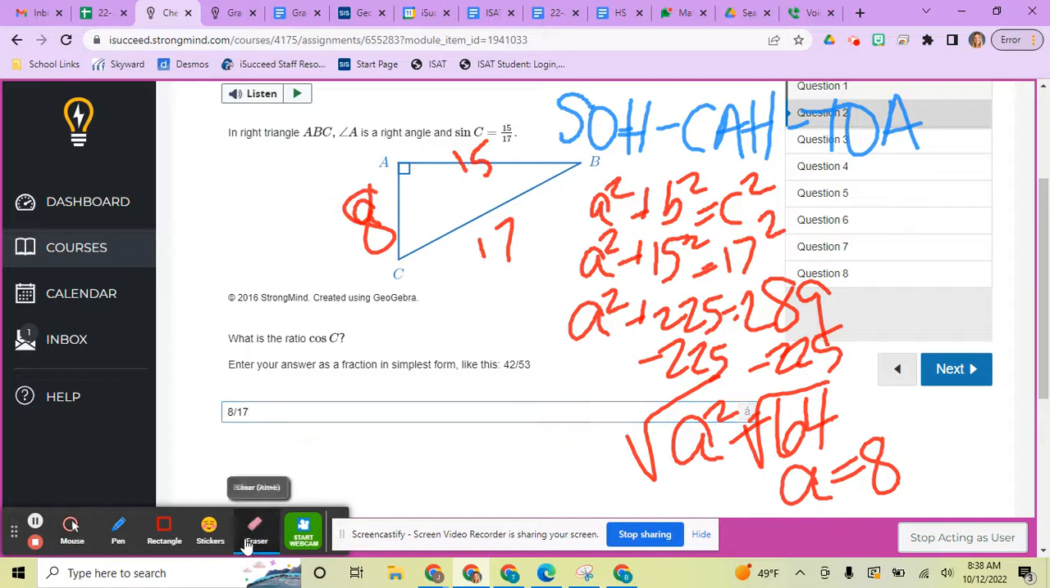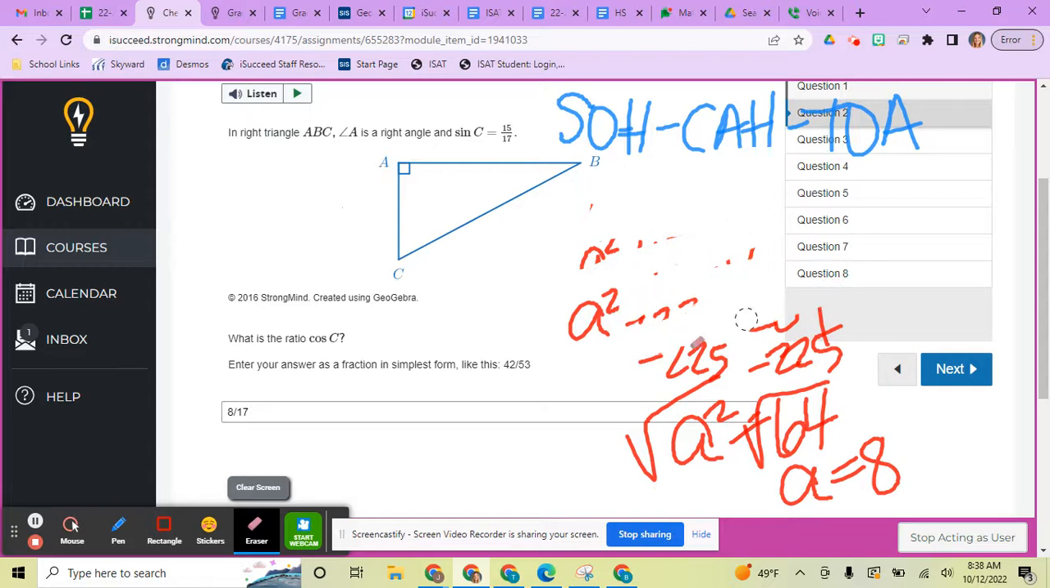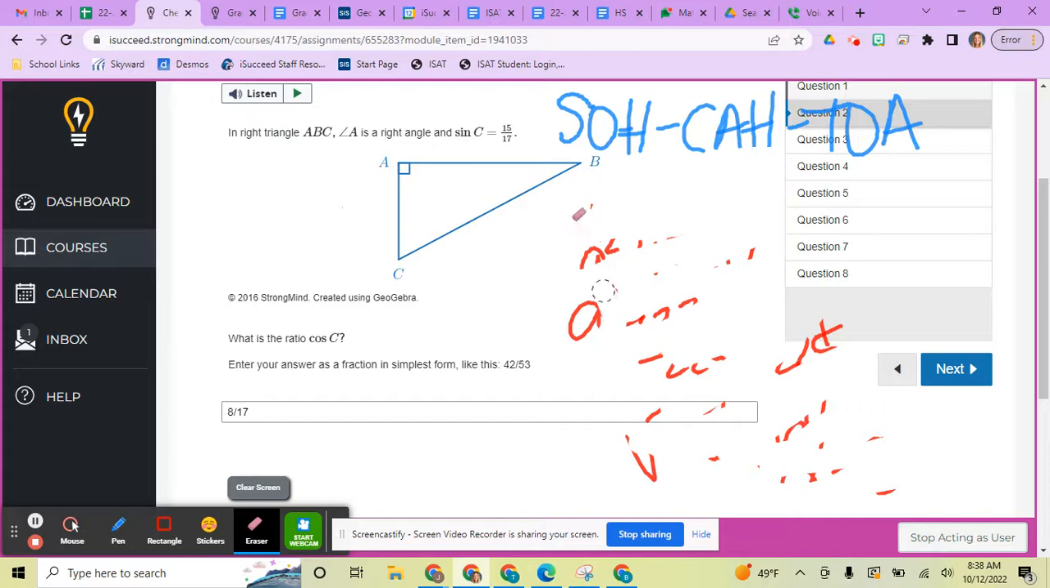Okay, I'm going to erase the red and keep that blue up there for the next couple problems. I wish I could erase that faster. All right, let's see if that's enough for us.